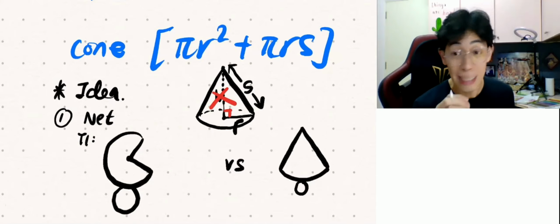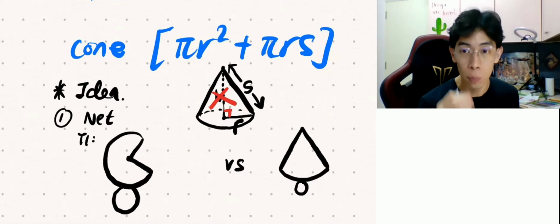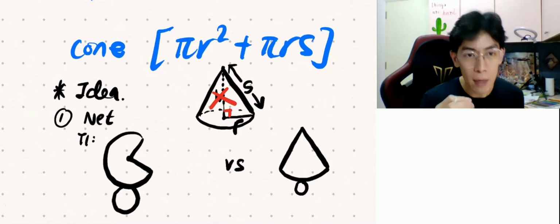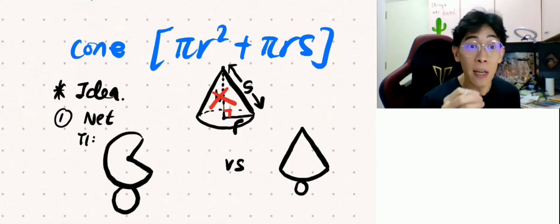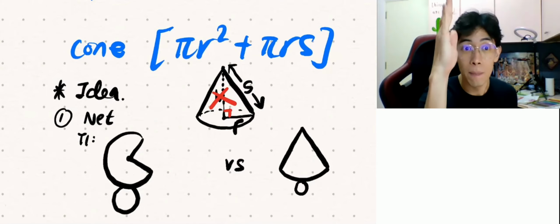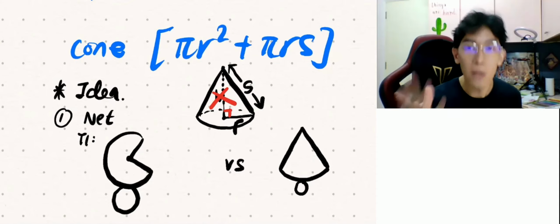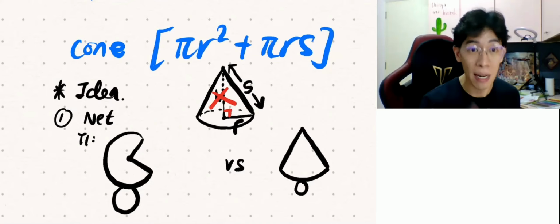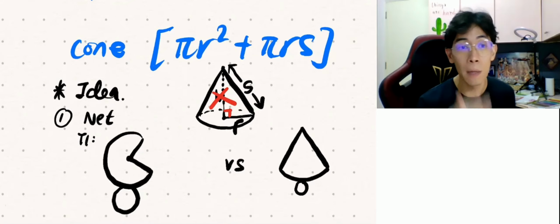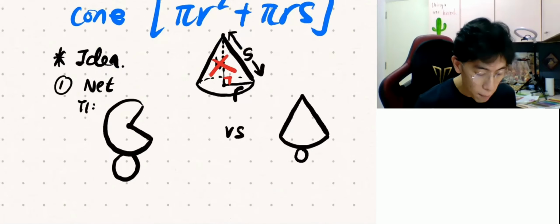By the way, they form a 90-degree right angle triangle relationship. So if your question provides you the height and the radius, then you use the Pythagoras theorem and solve for S. So you can do Pythagoras theorem. Now, back to this.